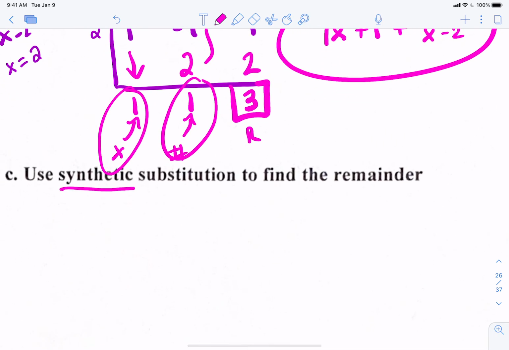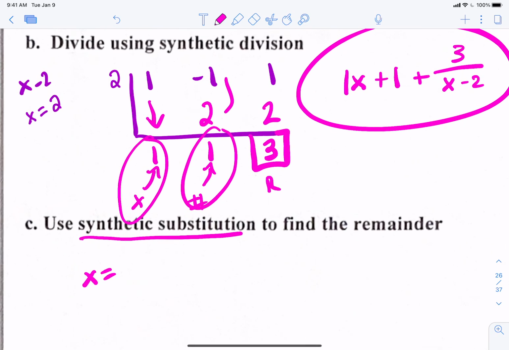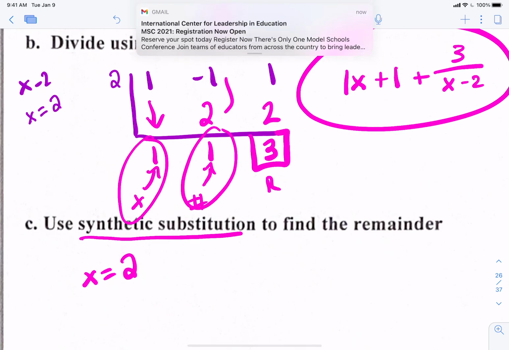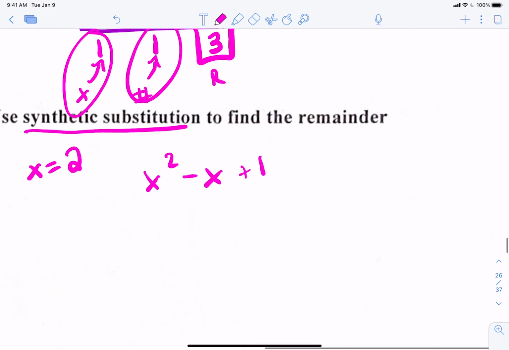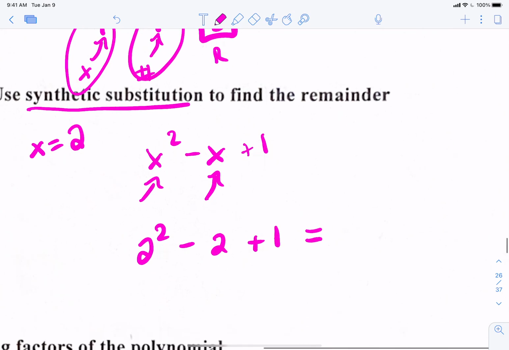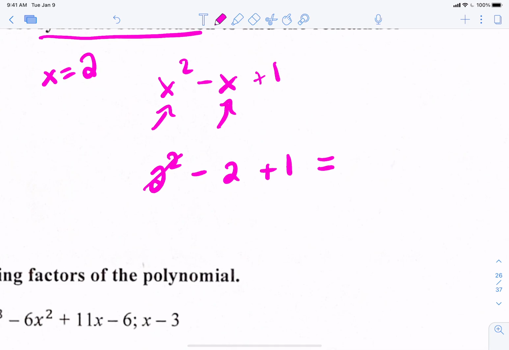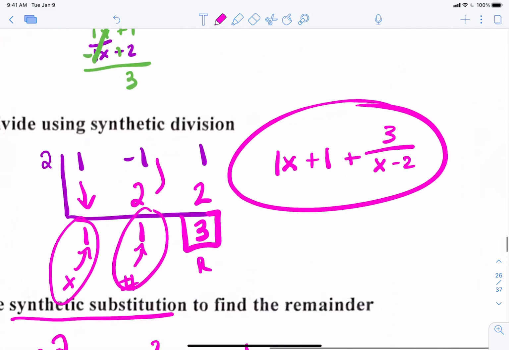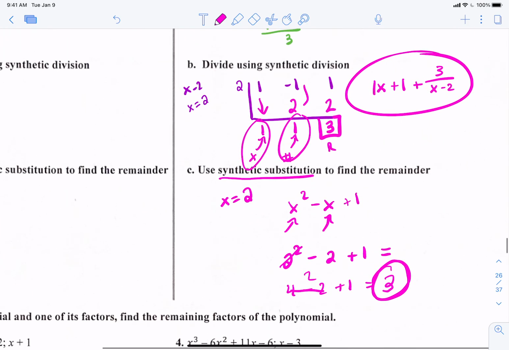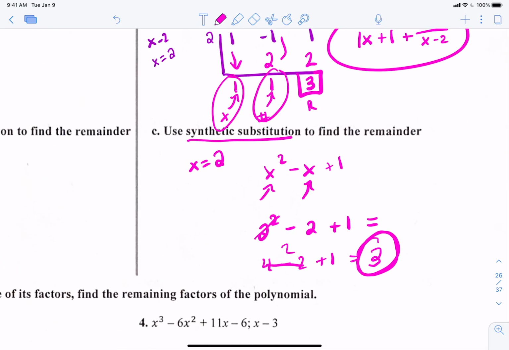Now, synthetic substitution. That means we plug in. We're trying to get the remainder, so we're plugging 2 into my equation. The equation was x squared minus x plus 1, and we're plugging 2 in. What should you get as the answer? Right, the remainder. So 2 squared is 4, 4 minus 2 plus 1. 4 minus 2 is 2. 2 plus 1 is 3. So we definitely know that our answers for part A and B are right. The answer is 3. Okay, makes sense?